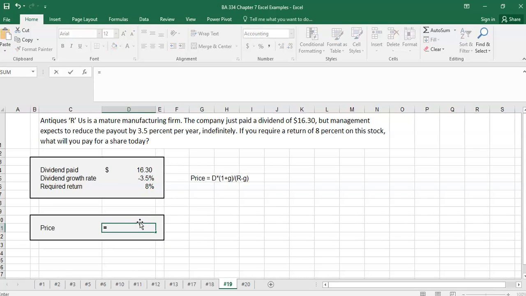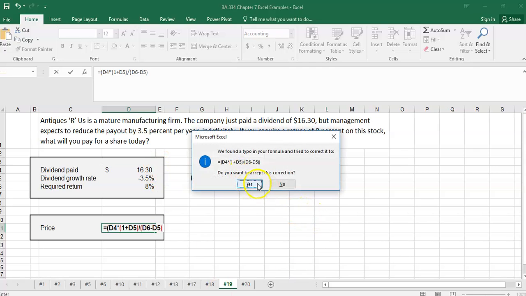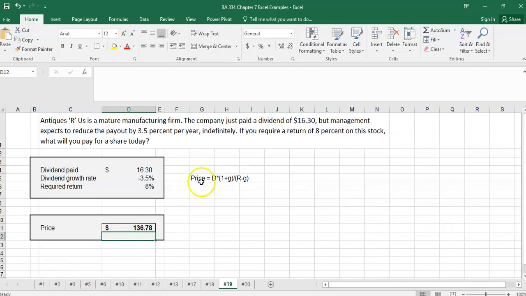So the price is the dividend paid of $16.30 times 1 plus the growth rate, negative 3.5, divided by our required rate of return minus the growth rate. So it's the same formula, we just have a negative growth rate. And so the current price of this stock is $136.78.